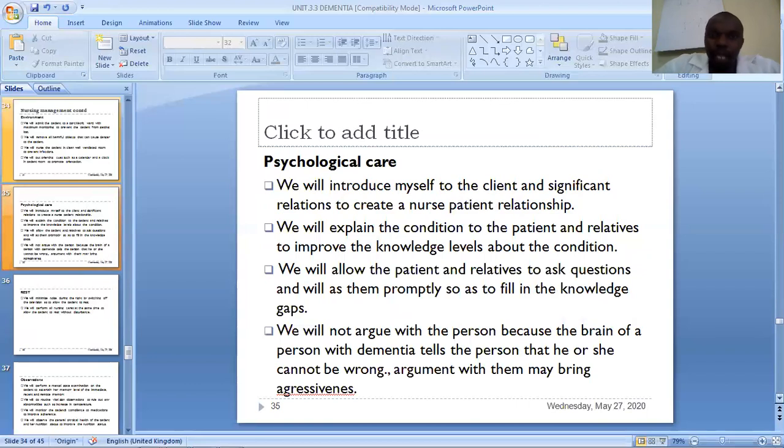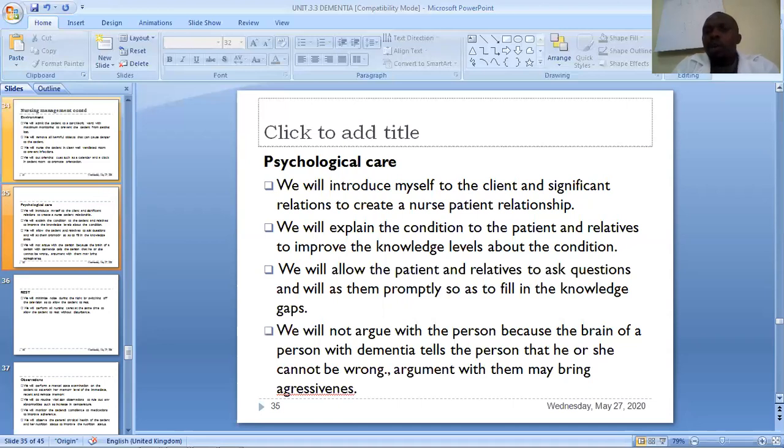Psychological care. We will introduce ourselves to the client and the significant relations to create a nurse-patient relationship. Remember, we mentioned that these patients are actually suspicious at some point. So to reduce that, to promote trust in them, we introduce ourselves, and explain the condition to the patient and relatives to improve the knowledge levels about the condition. We further allow the patient and relatives to ask questions and will answer them promptly. These questions will be pertaining to dementia and its management and whatever procedures we're doing on them.